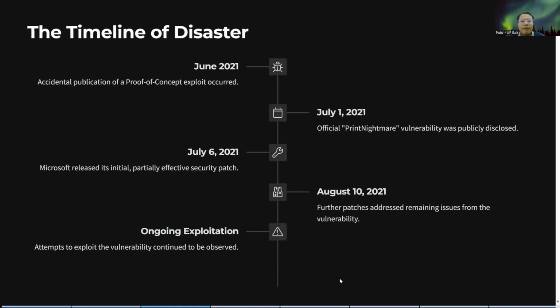And this is the timeline of the disaster. In June 2021, the accidental publication of a proof-of-concept exploit occurred, and in July 2021, the official PrintNightmare vulnerability was publicly disclosed. Microsoft, known for good service response, finally released its initial, partially effective security patch to fix the problem. In August 2021, further patches addressed the remaining issues. Further along the timeline, attempts to exploit the vulnerability continued, and it needs to be observed.